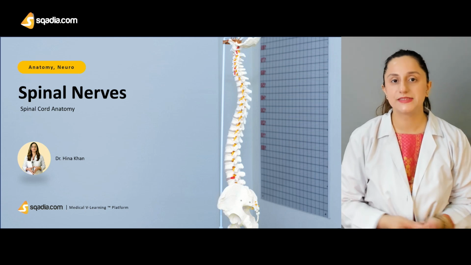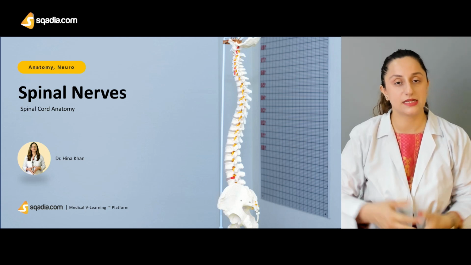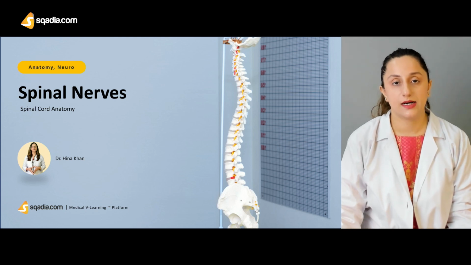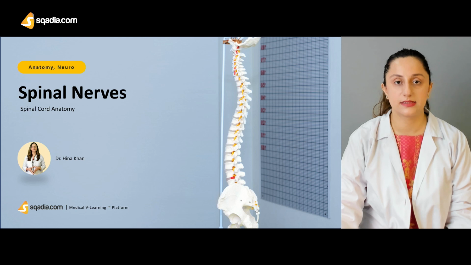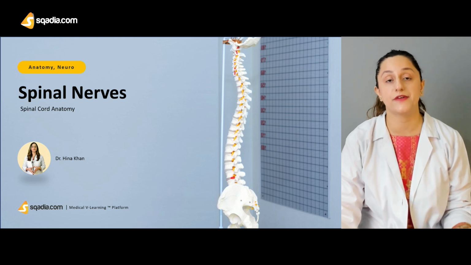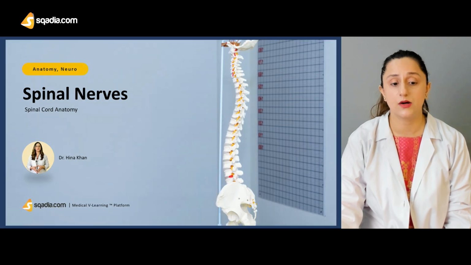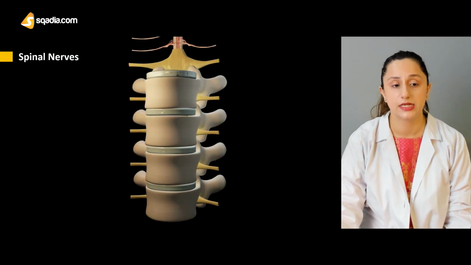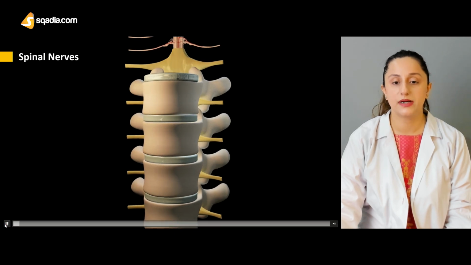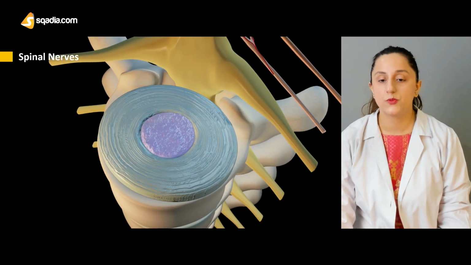Now, the spinal nerves basically come out of the corresponding spinal segment, and then they innervate particular areas, depending upon which muscle or which effector organ or target organ they are going to innervate.